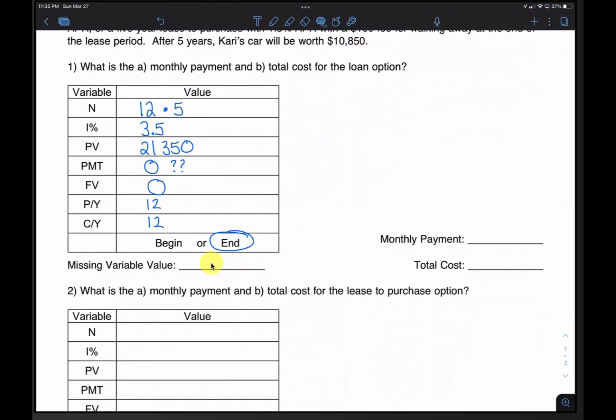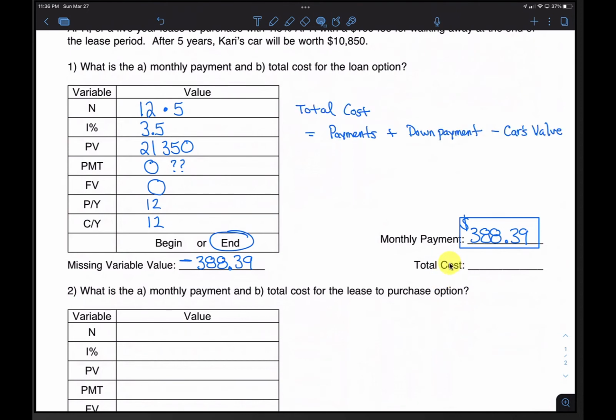Here we are back on the page, and according to our calculator, the value was negative 388.39, and that means that the actual monthly payment is positive 388.39. It shows up as negative on the calculator because that is money that's leaving your pocket. So the monthly payment is $388.39. Now we're going to calculate the total cost, and there is a formula for that.